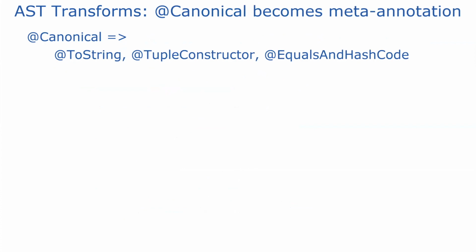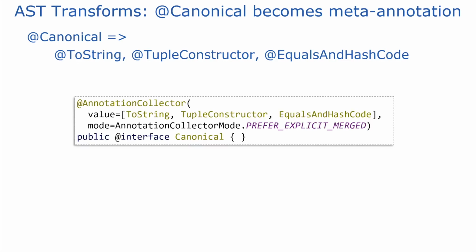So canonical is something you can put on your class that generates a whole bunch of things for you. In fact, it actually adds a tuple constructor. It does that toString that we talked about before. It adds equals and hashCode methods as well. So conceptually, the canonical transform has always logically been the same thing as the 3 individual bits of functionality. It's actually now defined in our source code as exactly that.